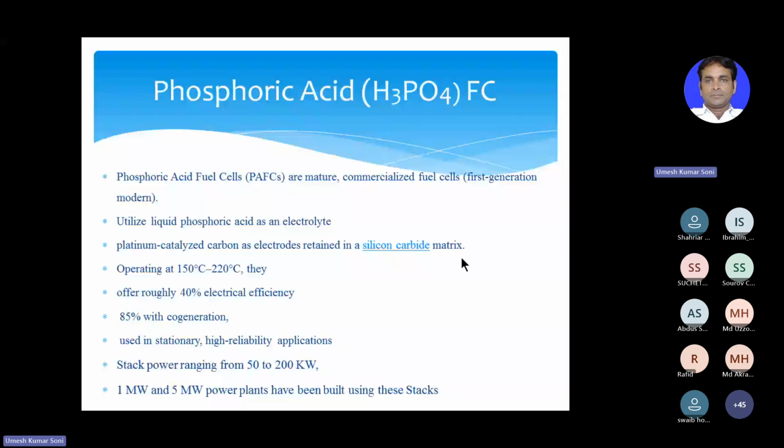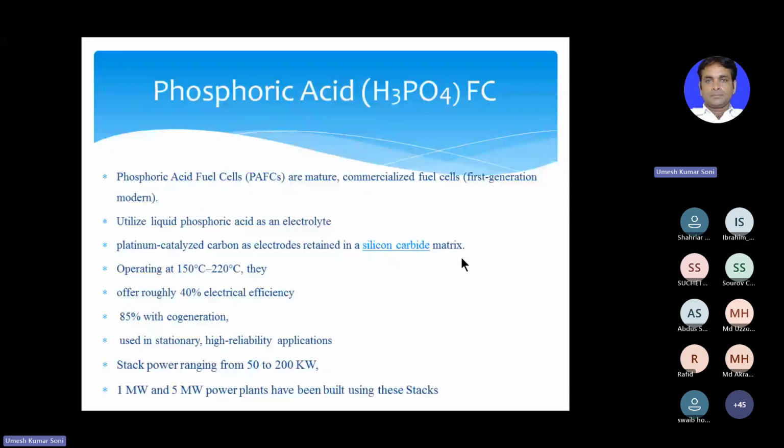Phosphoric acid fuel cells are mature and very commercialized fuel cells. This is the modern and first generation. This utilizes liquid phosphoric acid as electrolyte. The main catalyst is platinum, and it is used in the electrodes, so that oxygen and the ions recombination can easily be done, and release of the electrons to the electrical circuit can be done fast. So platinum is the main requirement for the fuel cells.